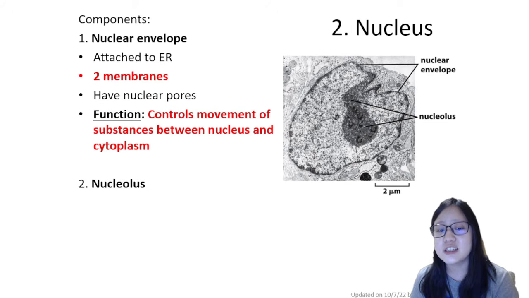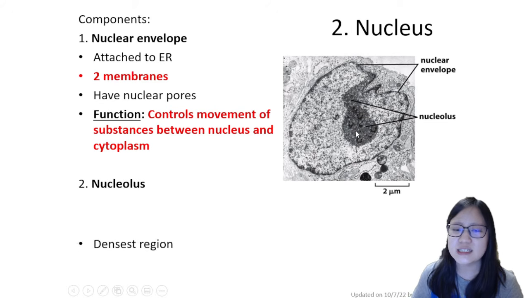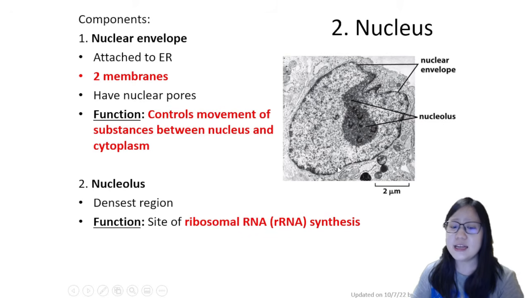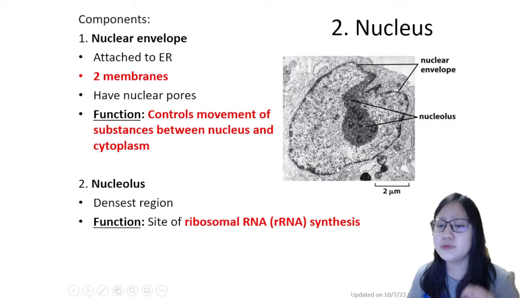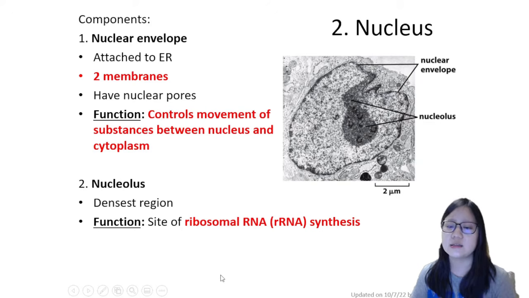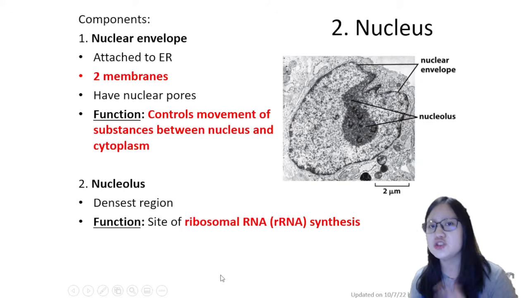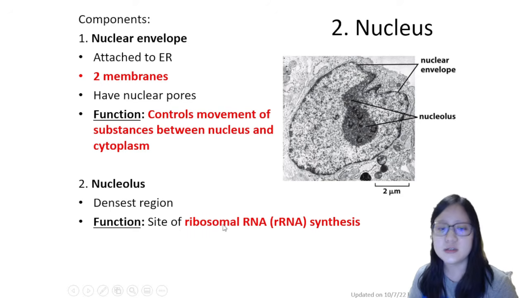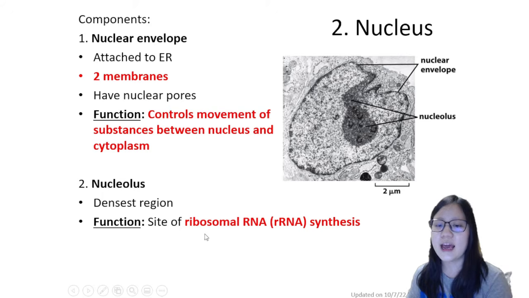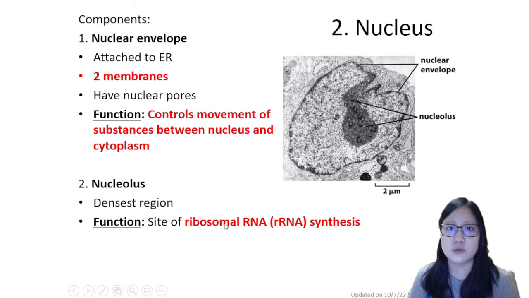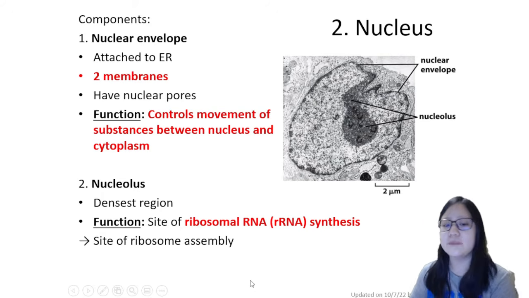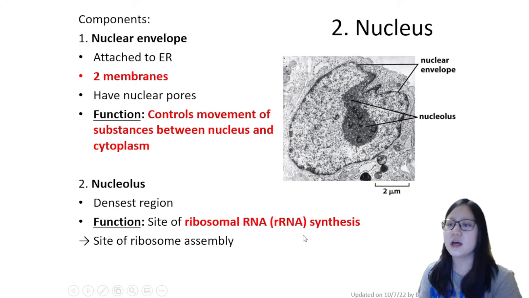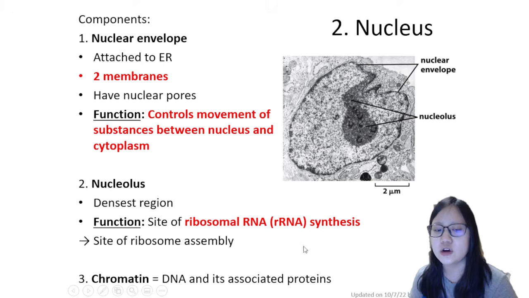The second part is the nucleolus. The nucleolus is the densest region of the nucleus, and really, it's the site of ribosomal RNA synthesis. So other than normal messenger RNA, the nucleus also produces ribosomal RNA, which, you guessed it, is used for ribosomes, right? It is the site of ribosome assembly. Ribosomes are assembled and then can be used later in the cell.